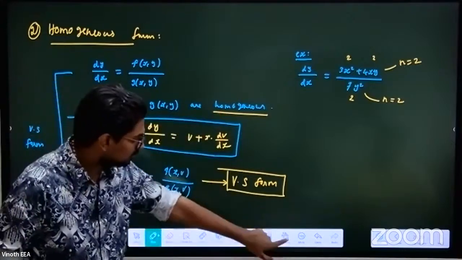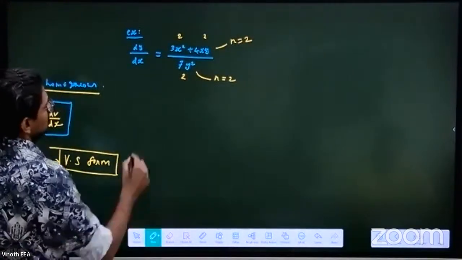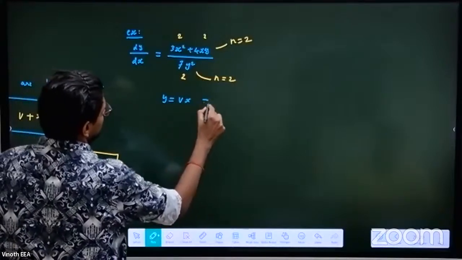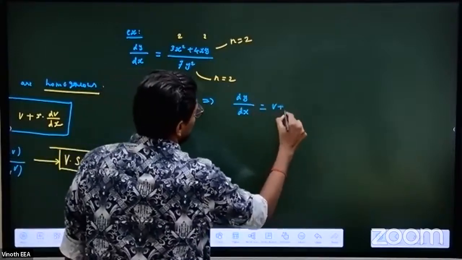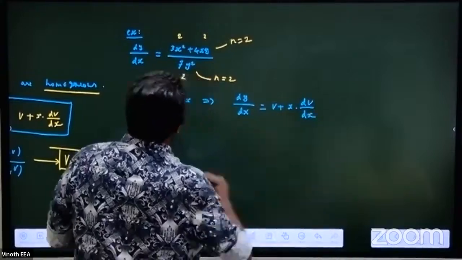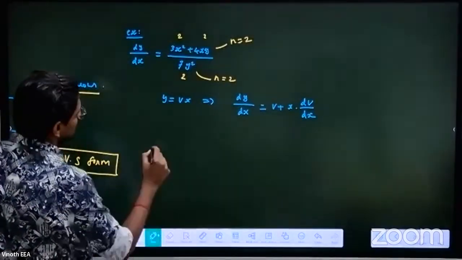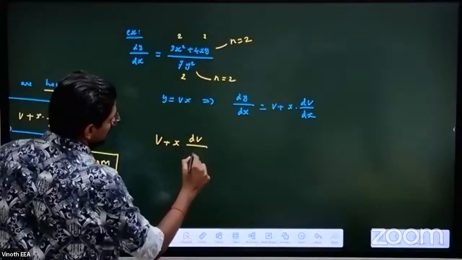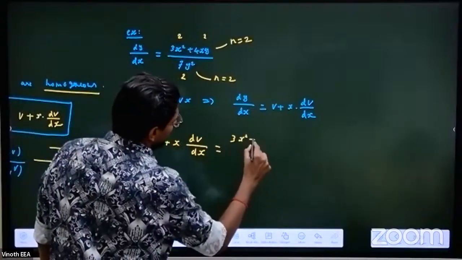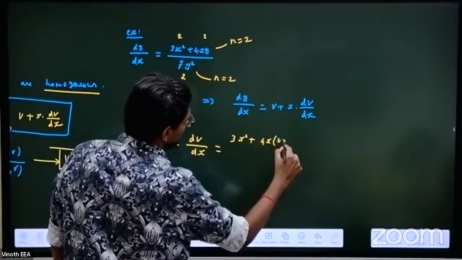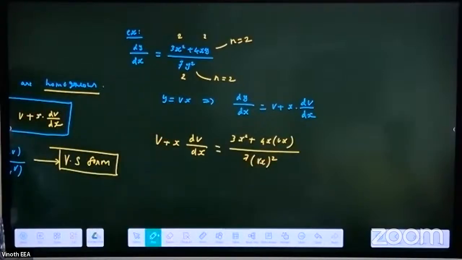Just take that example. Replace y is equal to vx. What will happen? First we know y is equal to vx in the sense dy by dx is equal to v plus x into dv by dx. Okay, this entire term has to be replaced. That will be v plus x into dv by dx. Right hand side x will be x only, so 3x square plus 4 into x, y is vx. Denominator 7 into vx square. Okay, y இருக்க இடத்தில vx தானே, so vx square.